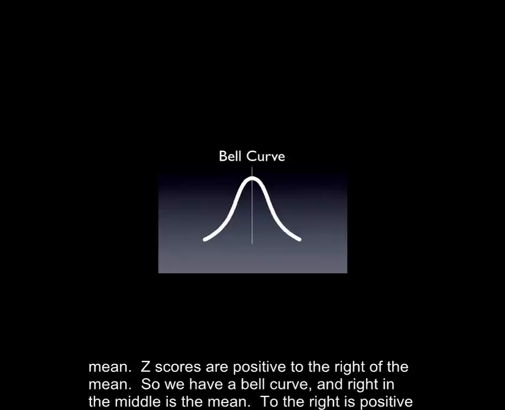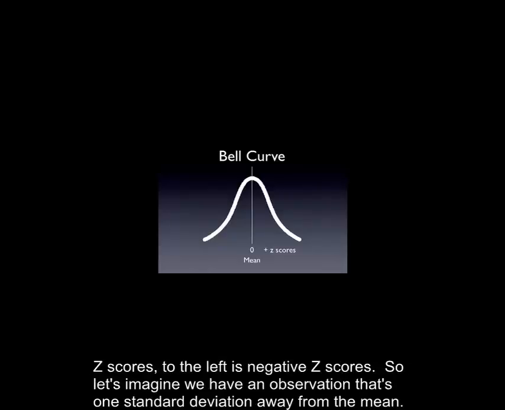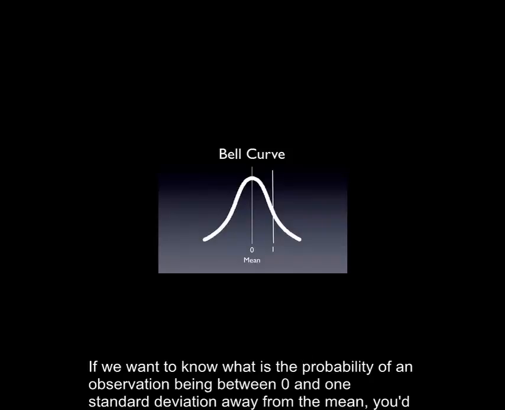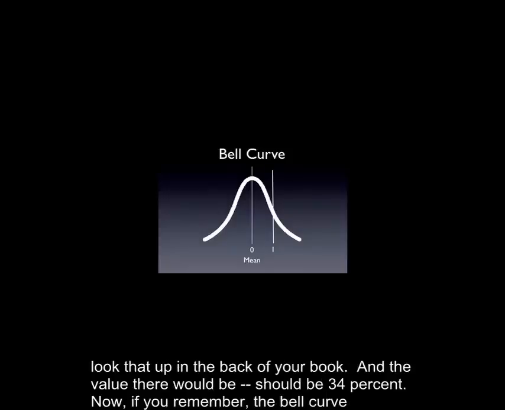So we have a bell curve, and right in the middle is the mean. To the right are positive z-scores. To the left are negative z-scores. So let's imagine we have an observation that's one standard deviation away from the mean. If we wanted to know the probability of an observation being between 0 and 1 standard deviation away from the mean, you'd look that up in the back of your book. And the value there should be 34%.